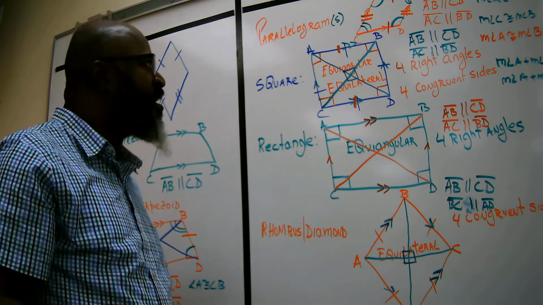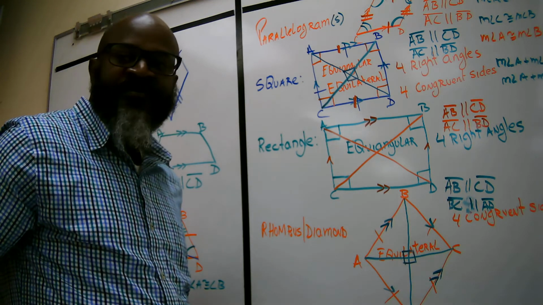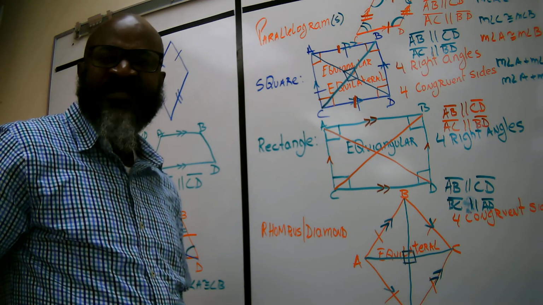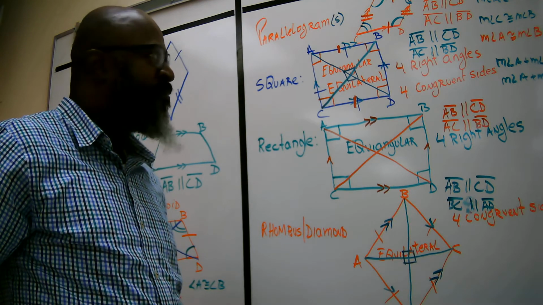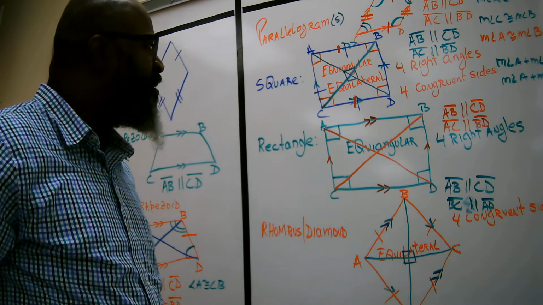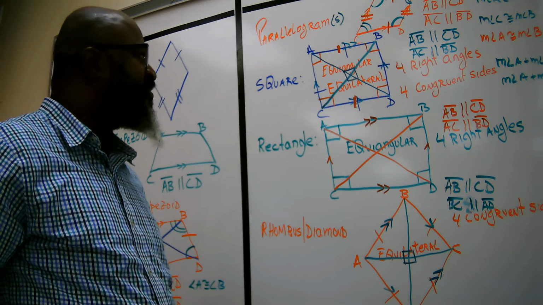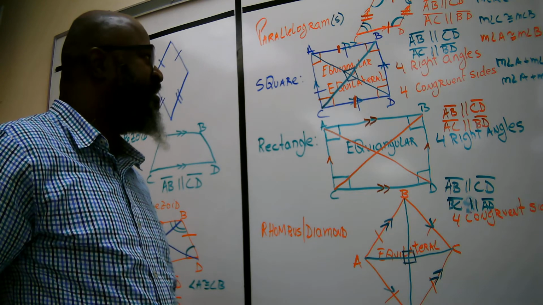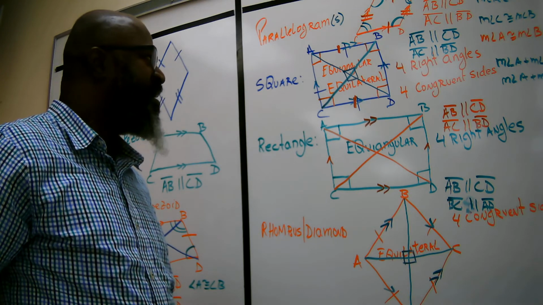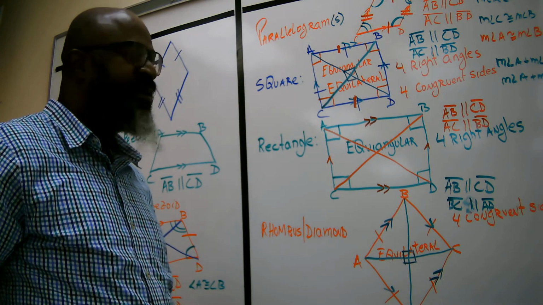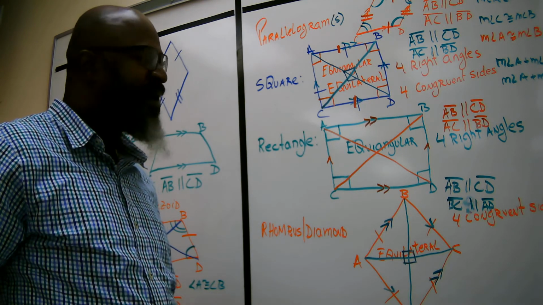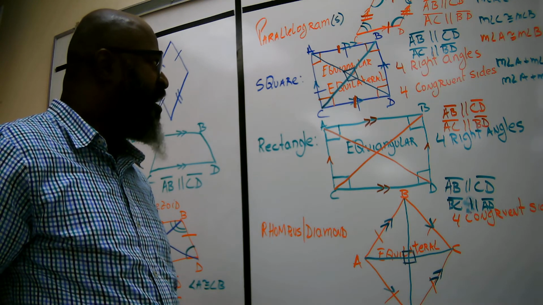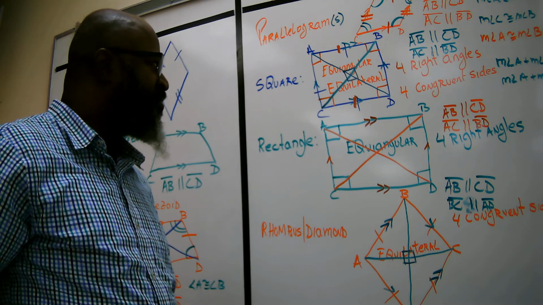Let's recap. A parallelogram is a four-sided polygon where both pairs of opposite sides are parallel. That is the definition of a parallelogram. And your parallelograms include the square, which has four congruent angles, right angles, and four congruent sides. A square is equiangular and equilateral.